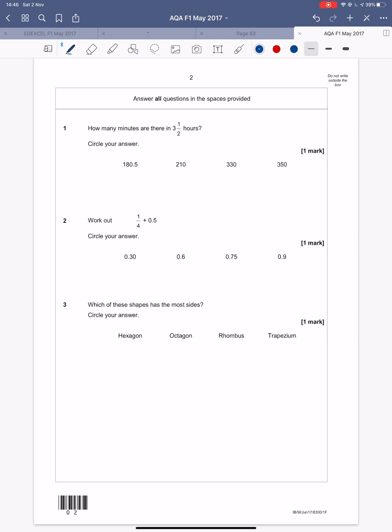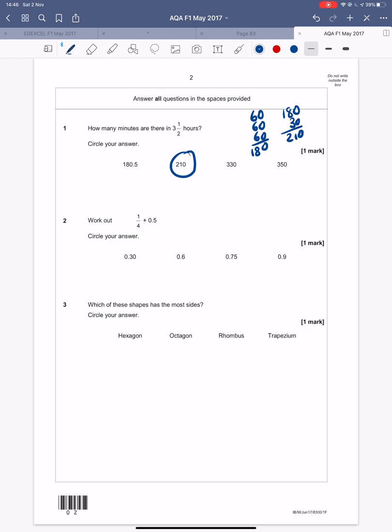Okay, so question 1. How many minutes are there in 3.5 hours? Well, that is going to be 60, 60, 60, which adds up to 180. Then 180 plus 30 for half an hour, 210. Okay.